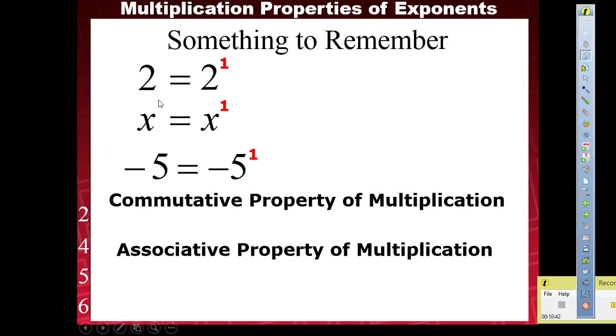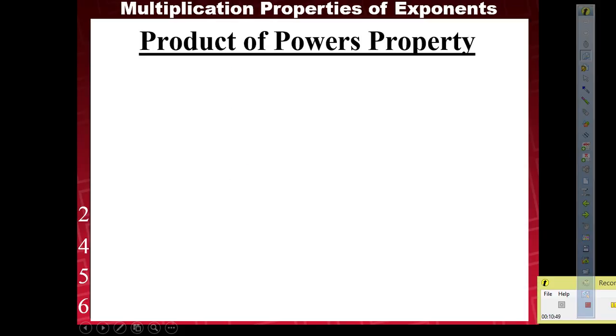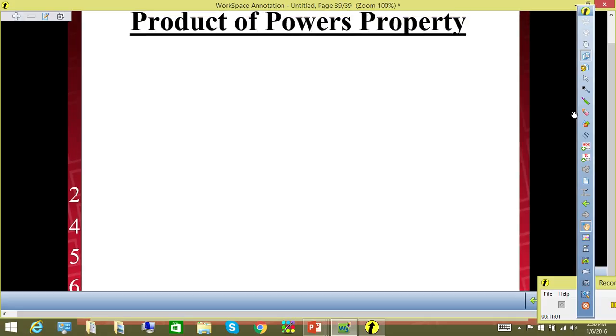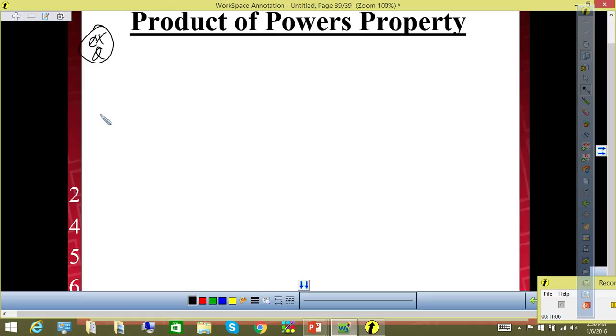So, write on your paper, product of powers property. Product of powers property. Here we go. Example Q. I want you to write 2 times 2. Underneath that, we're going to write 2 times 2 to the third. Underneath that, we're going to write 2 to the third times 2 to the fifth.